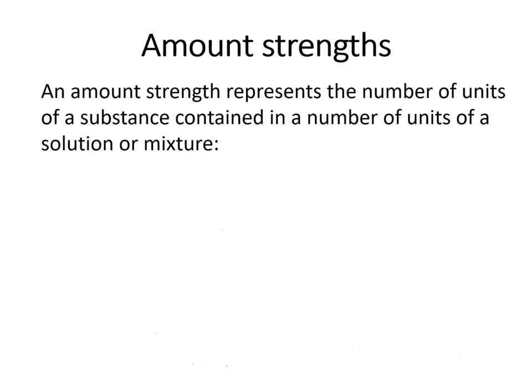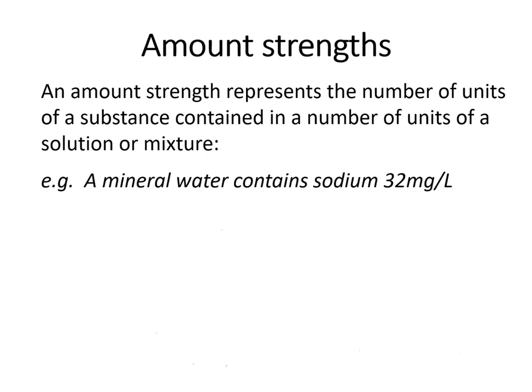Lastly, amount strength. An amount strength represents the number of units of a substance contained in a number of units of a solution or mixture. Unlike a percentage or part strength, an amount strength does not have to be expressed in corresponding units. For example, a mineral water contains sodium 32 milligrams per litre. In this case, we can simply use the units specified in the amount strength, 32 milligrams per 1 litre.